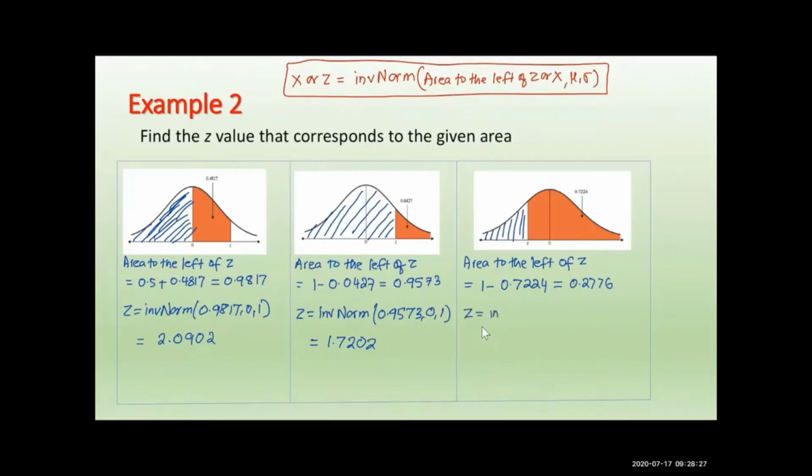Z equal to inverse normal. Area to the left is 0.2776. Mean is 0. Standard deviation is 1. Now we are going to type this in calculator. And if you look at the figure, you can see here is our 0, the mean, and the z-score is on the left. So the numbers on the left are smaller than 0. Meaning of that is this z-score must be negative. Let's see whether we get negative or not by using the calculator.